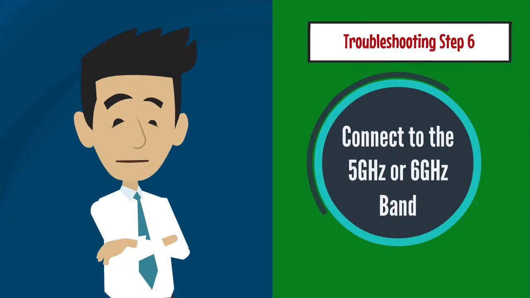Troubleshooting Step 6. Connect to the 5 GHz or 6 GHz band for best experience. Connecting to a congested 2.4 GHz network can lead to significant speed degradation and interference. That's why it's highly recommended to connect to the 5 GHz or 6 GHz band whenever possible. These frequencies offer higher bandwidth and less interference, resulting in faster, more stable connection speeds.